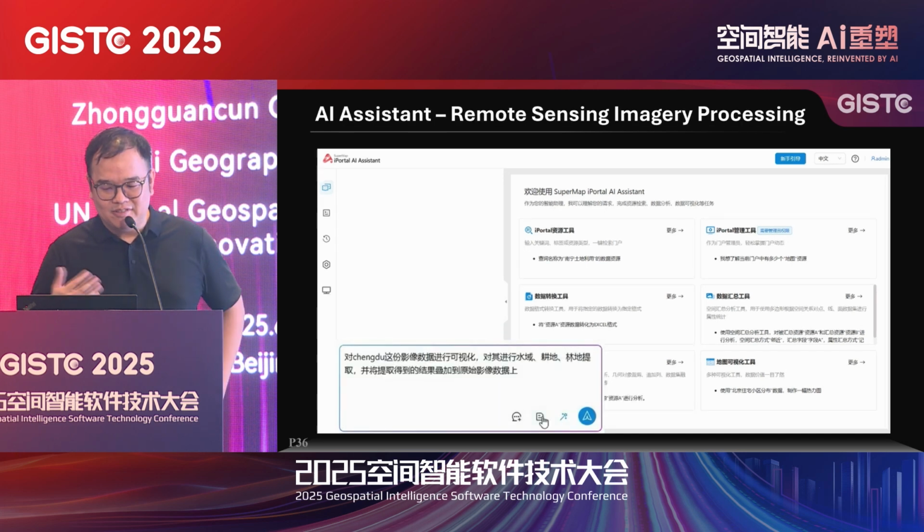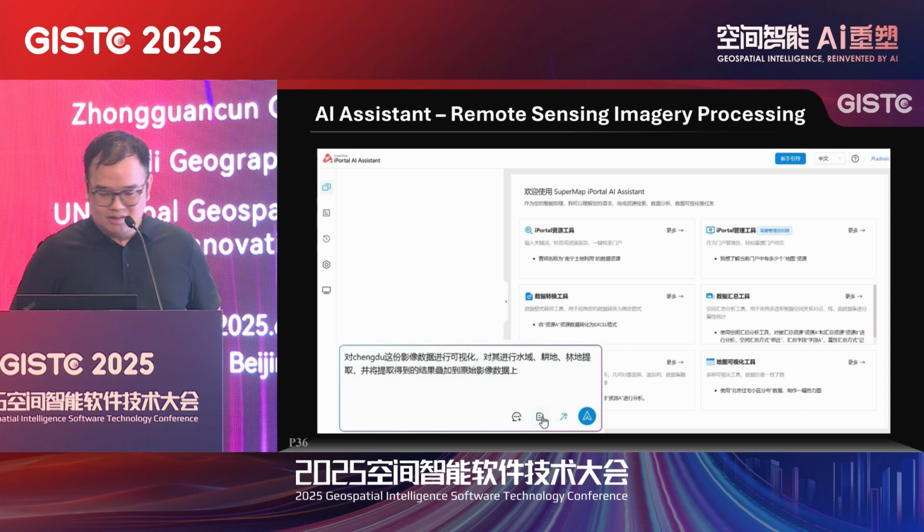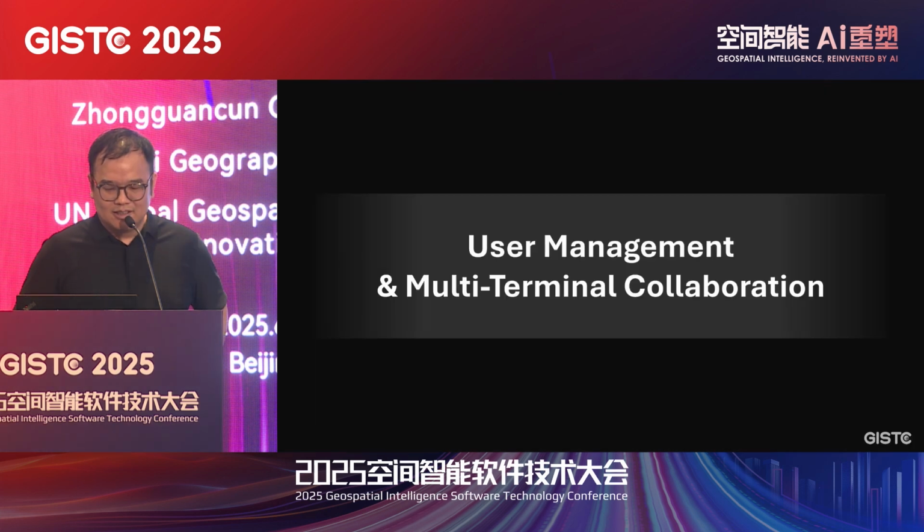I actually have another video in which we asked the agent to extract some of the land features from remote sensing imagery data, the water, farmland, forest, and put these features on the map. And the agent was able to perform a series of tasks, and it worked really well. Unfortunately, the video is not working, but yeah, let's move forward.